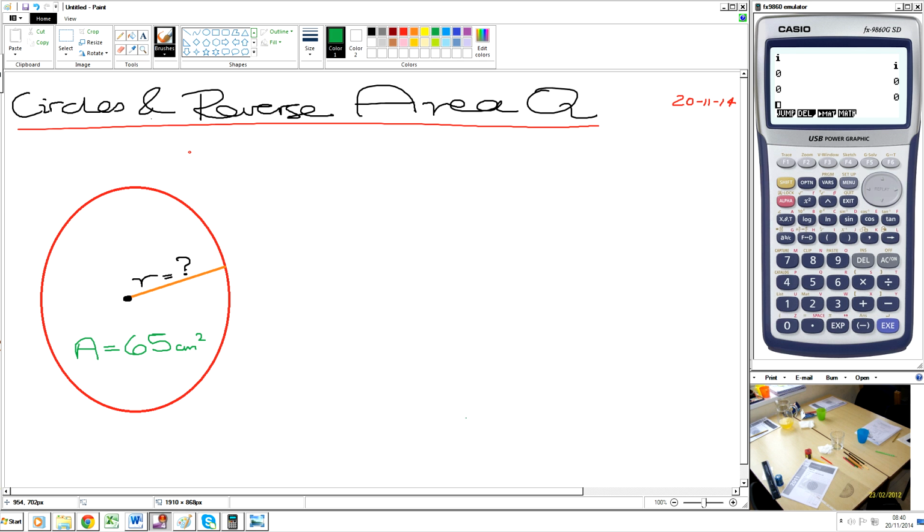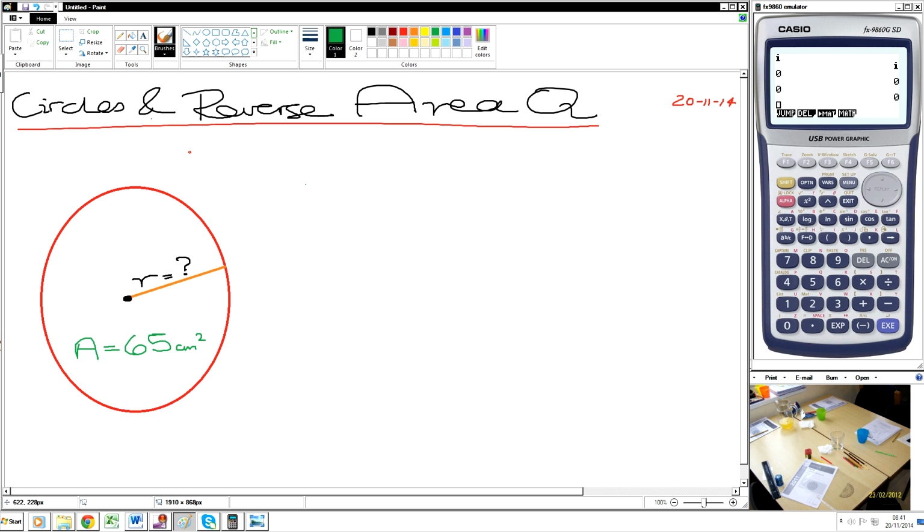We are looking today at circles and reverse area questions. In this type of question, we're given a circle, as you can see from the diagram here, and we have been given the area, and we need to work backwards and work out the radius. So what we always start with is what we know.